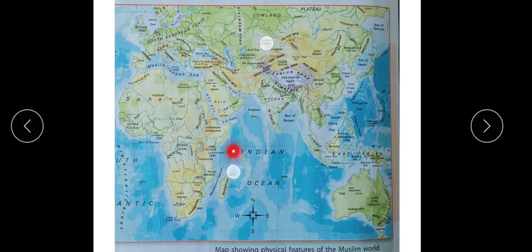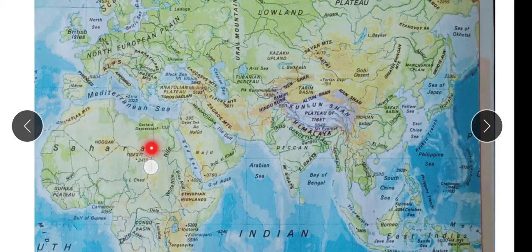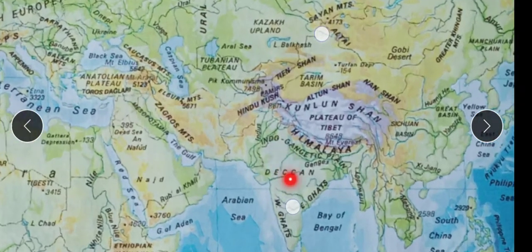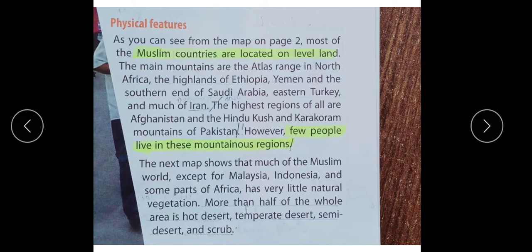Let me tell you something about the Muslim world. We have seen the Muslim world lies here and at these areas, and these colors are telling us that these areas are around 1000 or 2000 meters high from the sea level, and these areas are 5000 meters high. In these areas we can see the Hindu Kush mountains, and here Zagros. Now come to the paragraph, so I can tell you in detail and you can understand what the teacher is going to tell us.